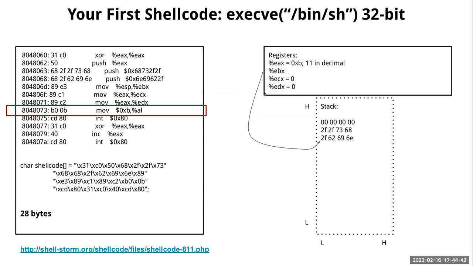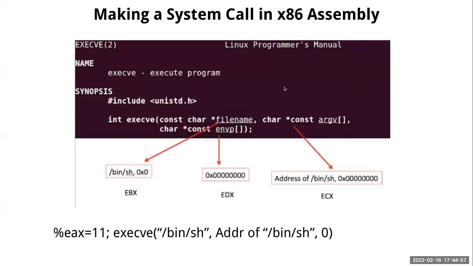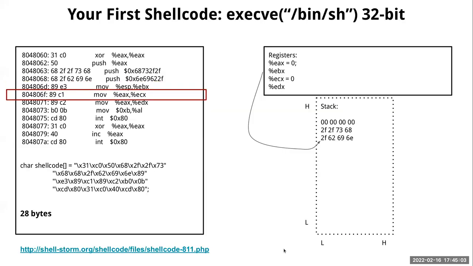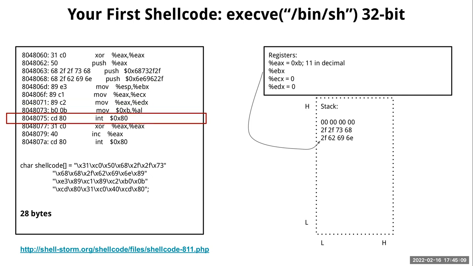So now we finished setting up all the registers. We actually only set up two registers: one is EAX, which is 11, then EBX, which points to the string. And ECX and EDX, like I said before, for most of the systems, those two arguments can just be 0, it will work, okay? So now after this, we are ready to make the system call. And to make the system call, we just use the int 80 instruction.